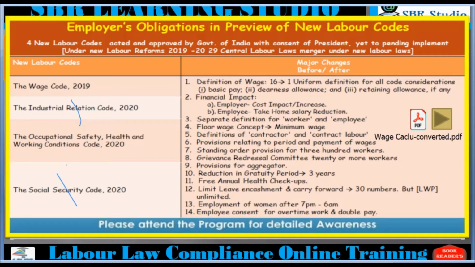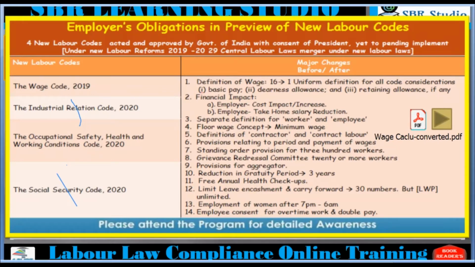Then there is another provision. Earlier, the employment of women was not allowed after 7 p.m. and before 6 a.m. Now it has been provided under the law that women can be allowed beyond 7 p.m. or before 6 a.m. But the organization needs to assure their safety, security, welfare, as well as their to and fro commutation.